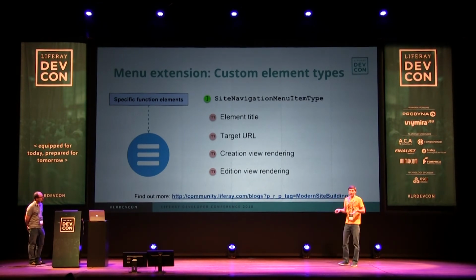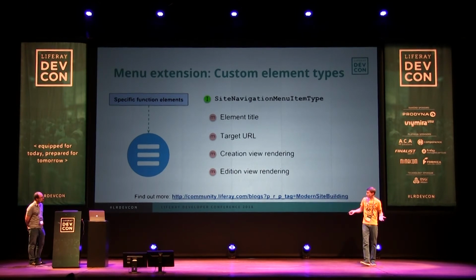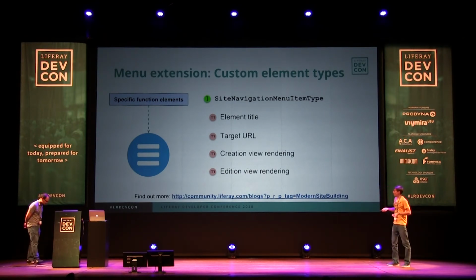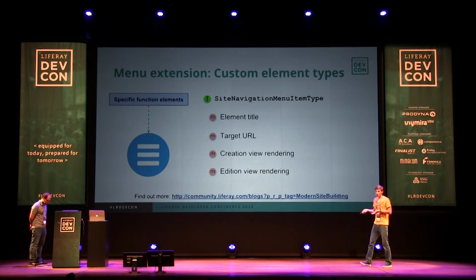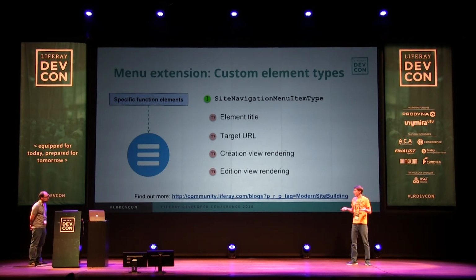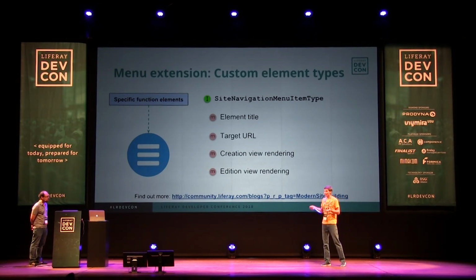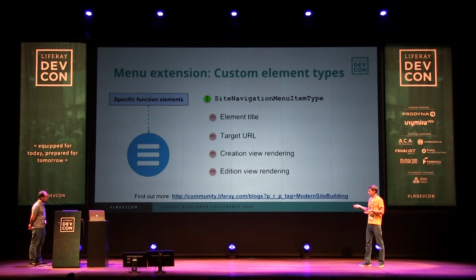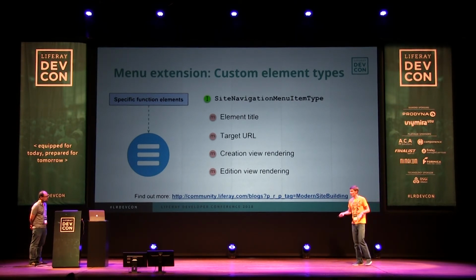And I think you understand already that this project is really extensible. And the navigation system is not an exception. You can easily implement your own type of navigation menu elements, implementing the interface site navigation menu item type. It's quite simple, and it allows you to provide your business user with the possibility to create a menu element with a specific function. We also have a blog article about this topic, and you can find out more visiting our community blogs page. With the tag Modern Site Building, you will find an article about how to implement in detail this site navigation menu item type interface.